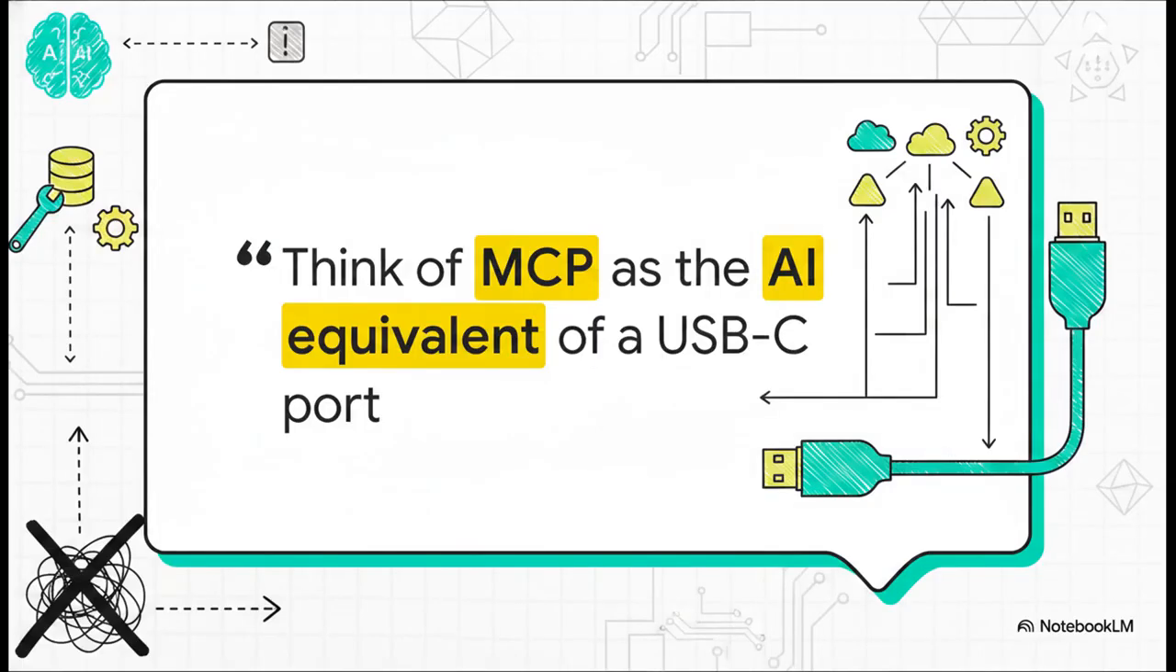First up is the Model Context Protocol, or MCP, which is championed by Anthropic. The best way to wrap your head around MCP is to think of it as the AI equivalent of a USB-C port. In the past, if you wanted to connect an AI to 10 different tools, you had to write 10 completely distinct API integrations. It was a nightmare. MCP replaces that headache with a unified, bidirectional AI-native communication standard. One single protocol connects your AI to everything.